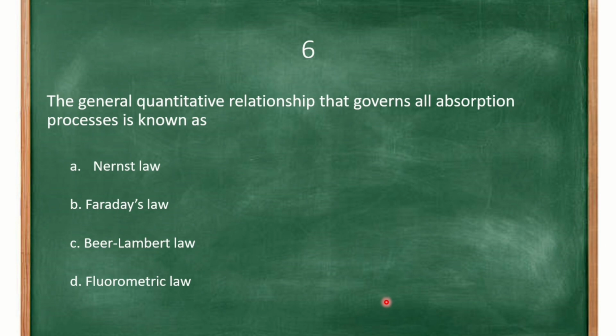Okay, question 6. It says that the general quantitative relationship that governs all absorption processes is known as A, the Nernst law, B, Faraday's law, C, Beer-Lambert's law, and D, fluorometric law. So the correct answer here is C, Beer-Lambert's law. The Nernst law is actually related to electrochemical potential.